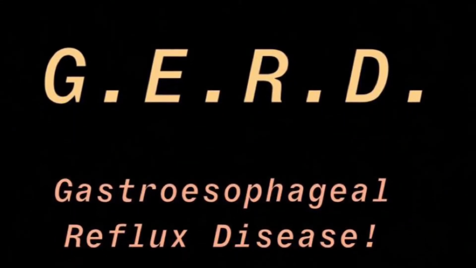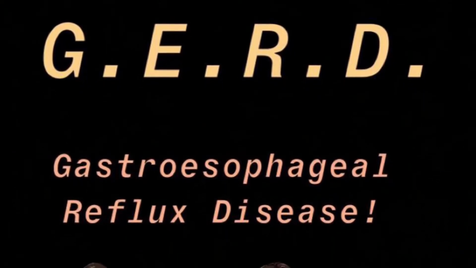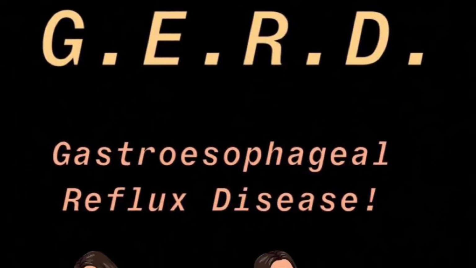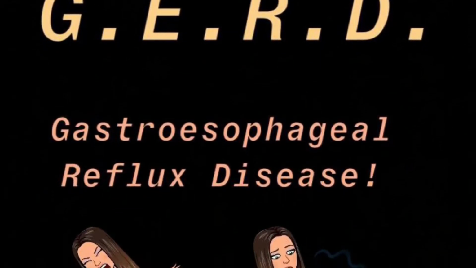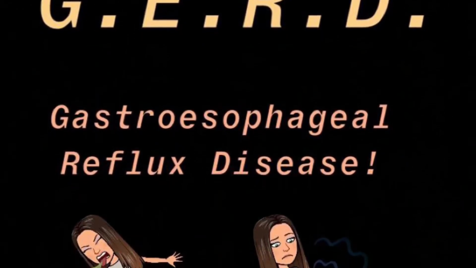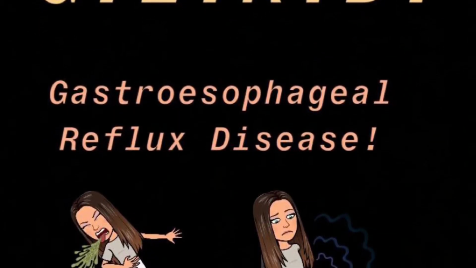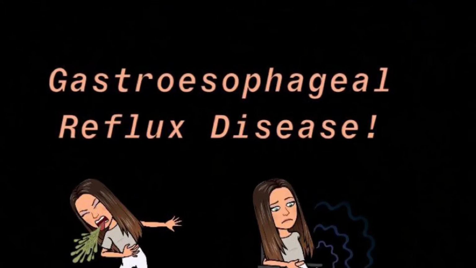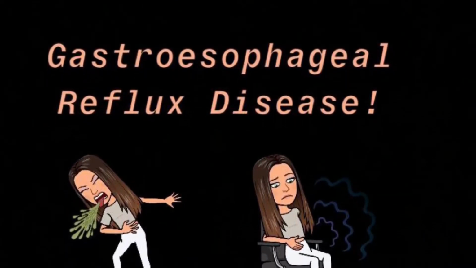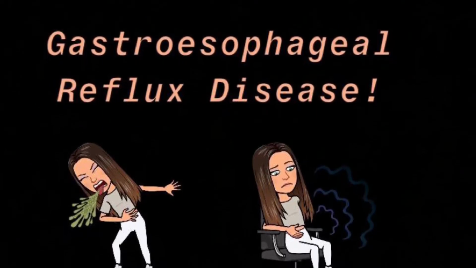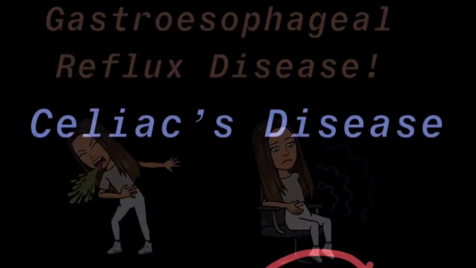GERD, or gastroesophageal reflux disease, better known as acid reflux, affects 20% of Americans. This happens when the lower esophageal sphincter becomes weak or relaxes when it shouldn't, and stomach acid comes back up into the esophagus. Some signs and symptoms are heartburn and sour taste, wheezing, sore throat, chronic cough, and difficulty swallowing. Some things you should do to prevent GERD are lifestyle changes, medicines, or at the very last option is surgery.